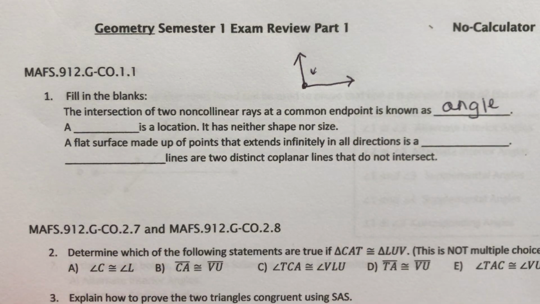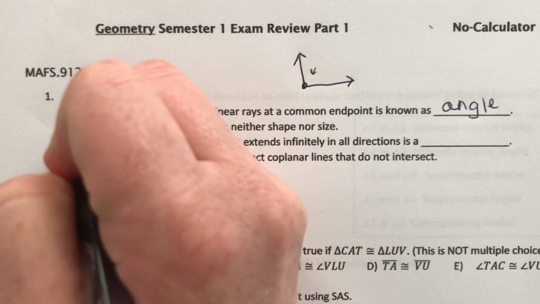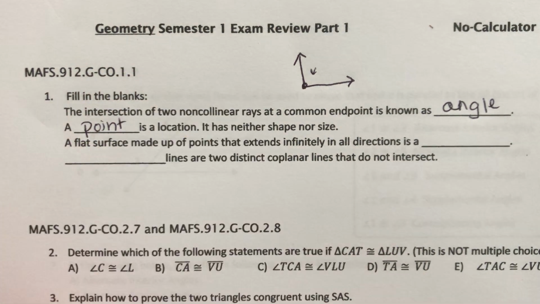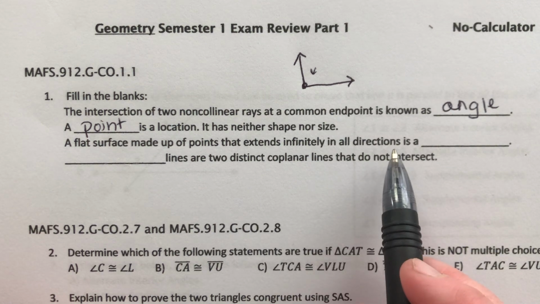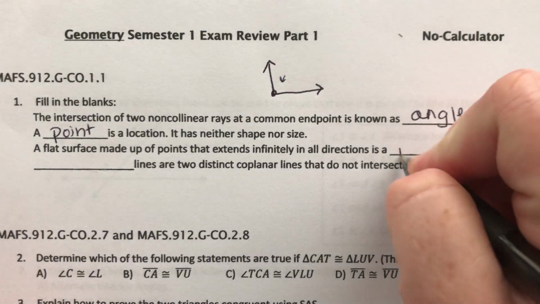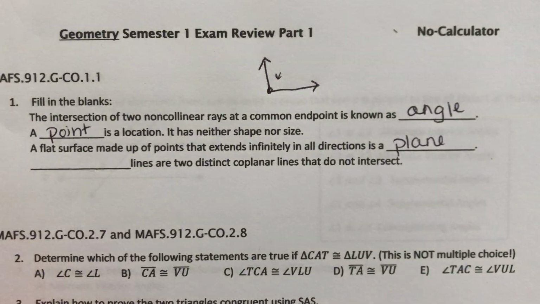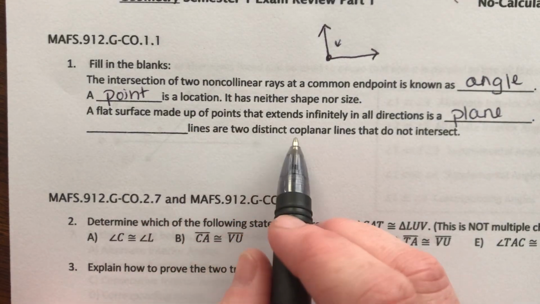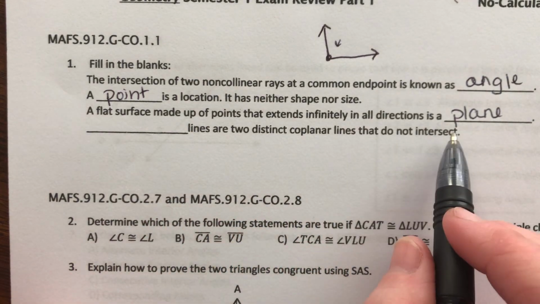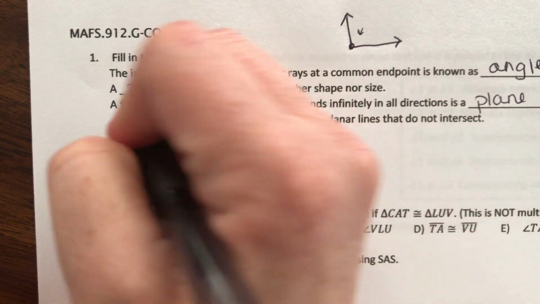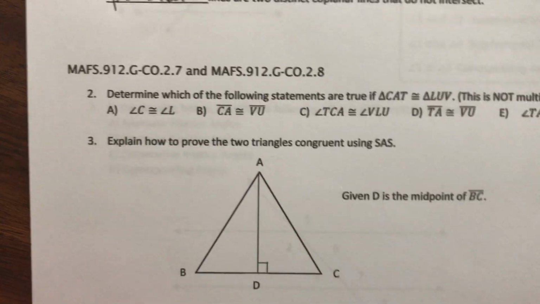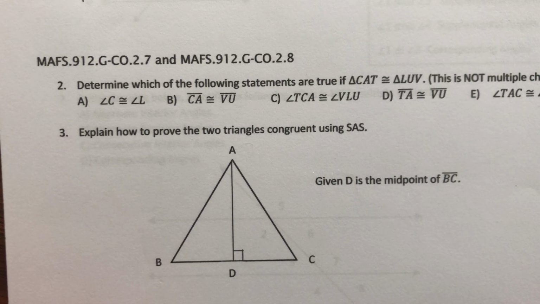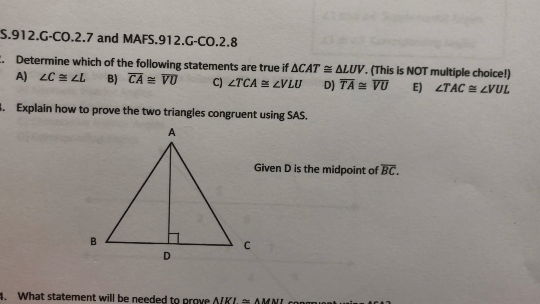A blank is a location. It has neither shape nor size. That's a point. A flat surface made up of points that extends infinitely in all directions is a plane. A flat surface is a plane. Blank lines are two distinct coplanar lines that do not intersect. Those are parallel lines.